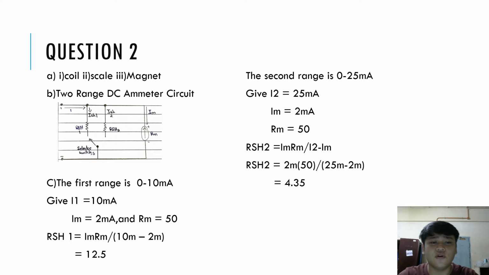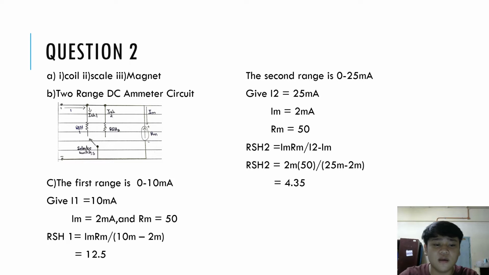Okay, this is for question 2. For A, the answer is 1 coil, 2 scale, and 3 magnet. Okay, this is for B, a 2-range DC ammeter circuit, and this is the circuit. For C, the first range is 0 to 10 milliampere.